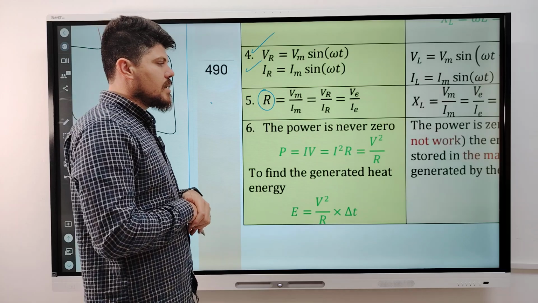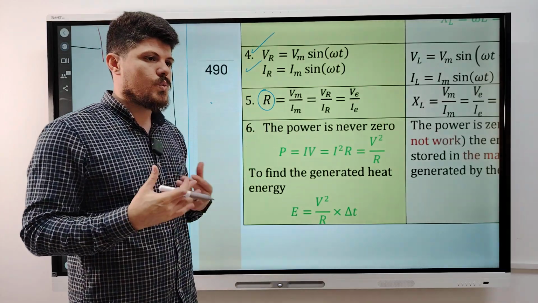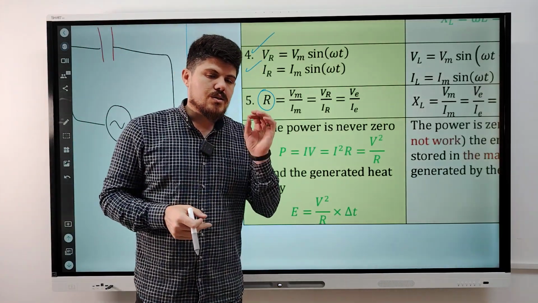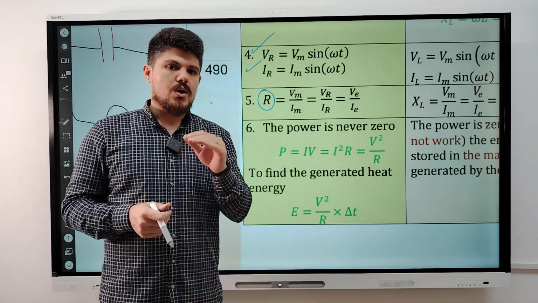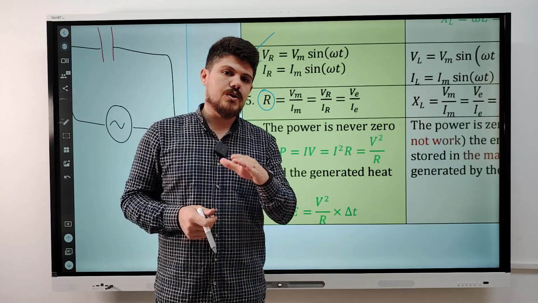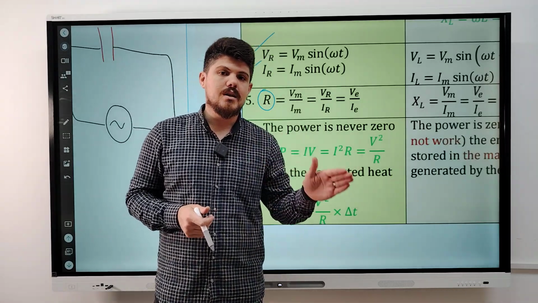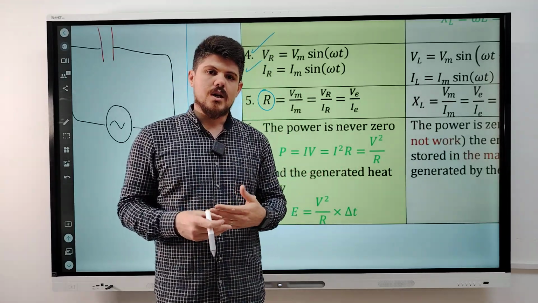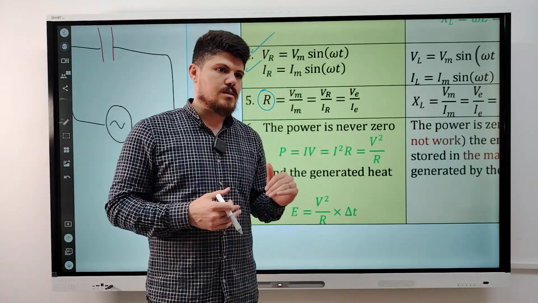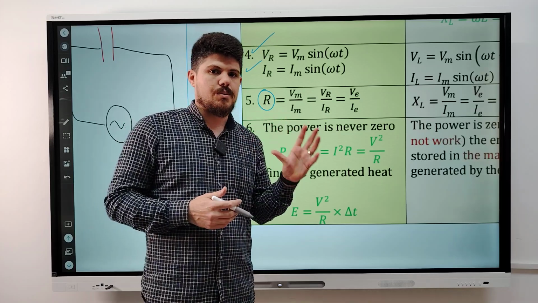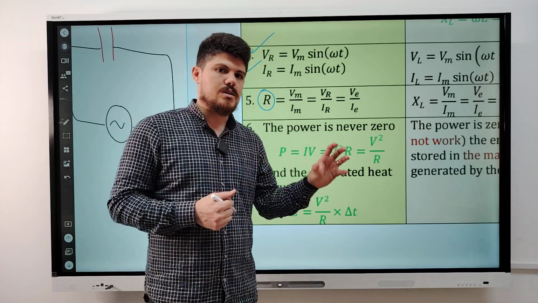The power never becomes zero in resistance. Why? Because in the resistance, the electrical energy is converted to what? To light energy and thermal energy. What does it mean? It means that when the current passes through the resistance, some of the power is dissipated. Okay, some power will be dissipated.